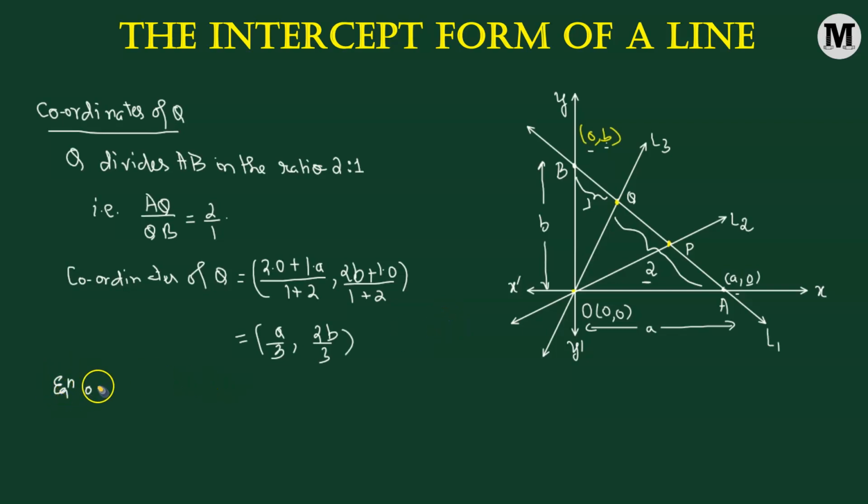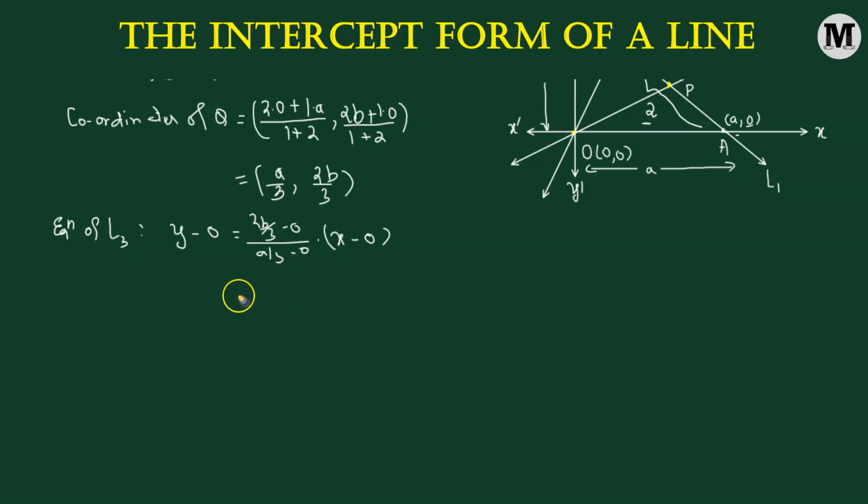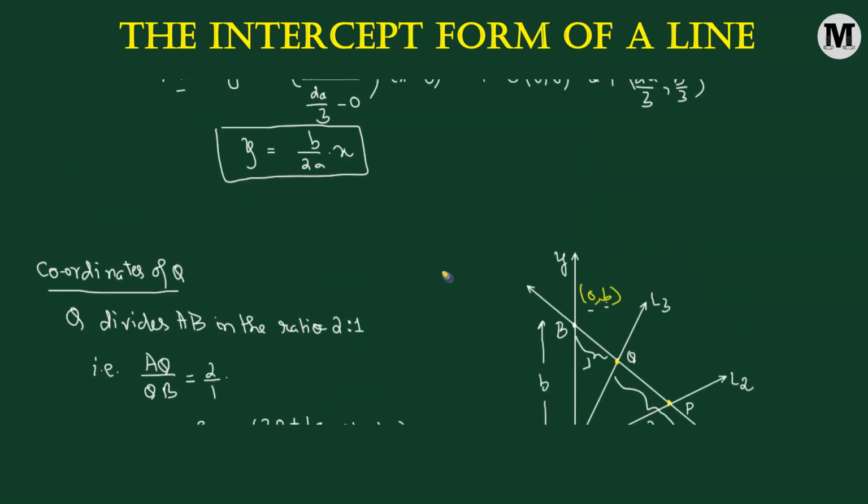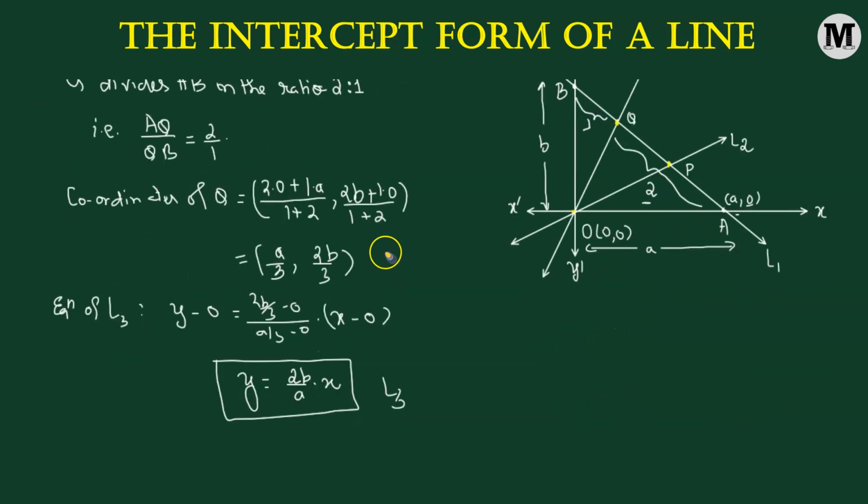So now we're ready to obtain the equation of L3. So we have y minus 0 equals to 2b over 3 minus 0 whole divided by a over 3 minus 0. This is going to get multiplied to x minus 0. Fine. So we now have y equals to 2b over a multiplied to x. So this is the equation of the line L3. So now we have successfully obtained the equation of both line L2 and L3. So for line L2, we obtained that y equals to b over 2a times x. For line L3, that's y equals to 2b over a multiplied to x.